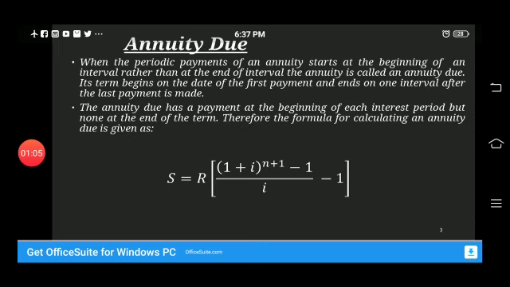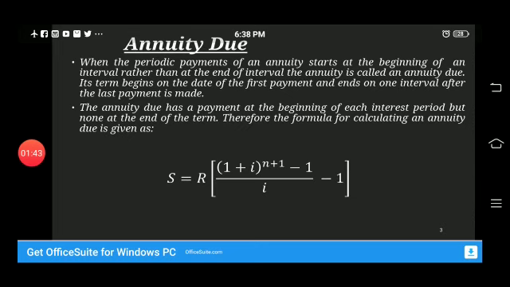First of all, we need to know what an annuity due is. When the periodic payments of an annuity start at the beginning of an interval rather than at the end of the interval, the annuity is called an annuity due. What it says is, when the periodic payment starts at the beginning of an interval, that is called annuity due. Previously, we studied payments at the end of the interval, that was the ordinary annuity.